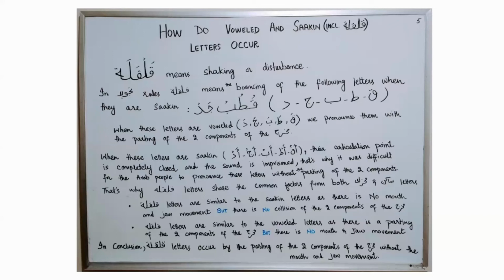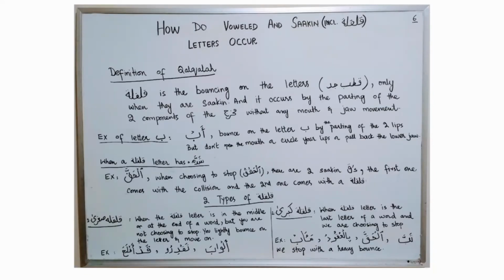So I should avoid the mouth and jaw movement, which is exactly similar to the sakin letters. But in Qalqalah letters, there is a parting of the two components of the makhraj. So if we try to conclude, Qalqalah letters only come by parting of the two components of the makhraj without the mouth and the jaw movement.